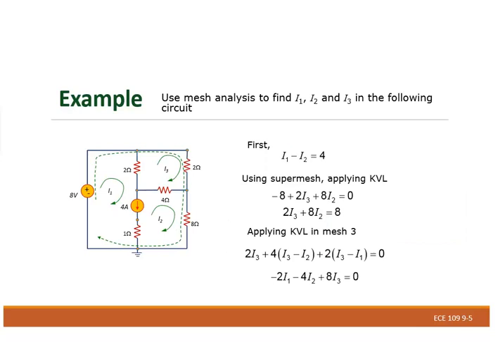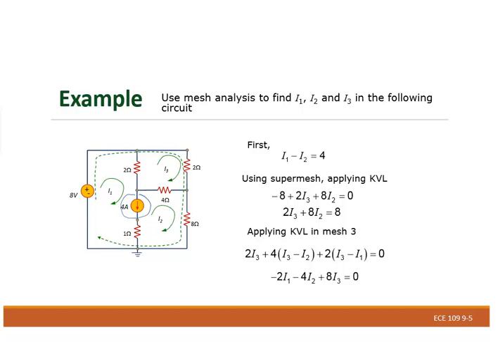Next example is this one here. In this example, again, we are looking for I1, I2, I3 mesh currents. When we look at here, we know that this current source is between two meshes. So that means we cannot write I1 and I2 mesh current equations. I3 is still okay.